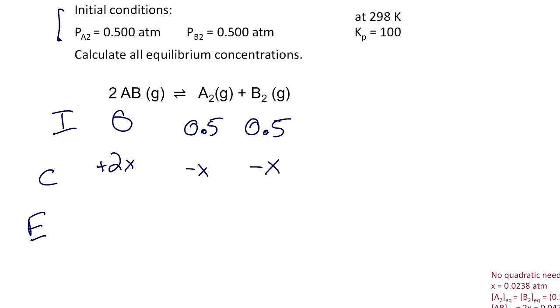So you add up your ICE table. At equilibrium, we're going to have a 2x amount of AB. We're going to have 0.5 minus x of A2 and 0.5 minus x of B2.